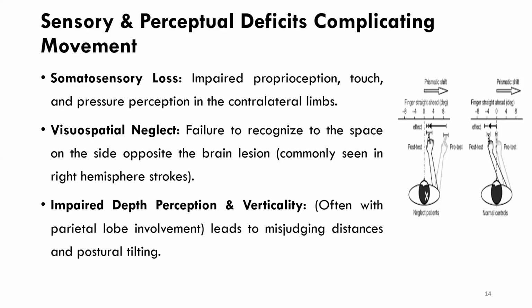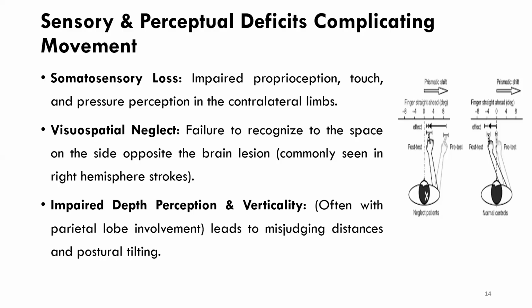We have the visual and perceptual affectation that follows stroke. This is the inability or failure to recognize the space on the opposite side of the brain lesion. So the opposite side is the affected side. This is normally seen when there is a right hemisphere stroke. We have impaired depth perception and verticality. That is the inability of the individual to maintain an erect posture. This is one of the factors that affect movement. It is also related to vestibular system affectation.